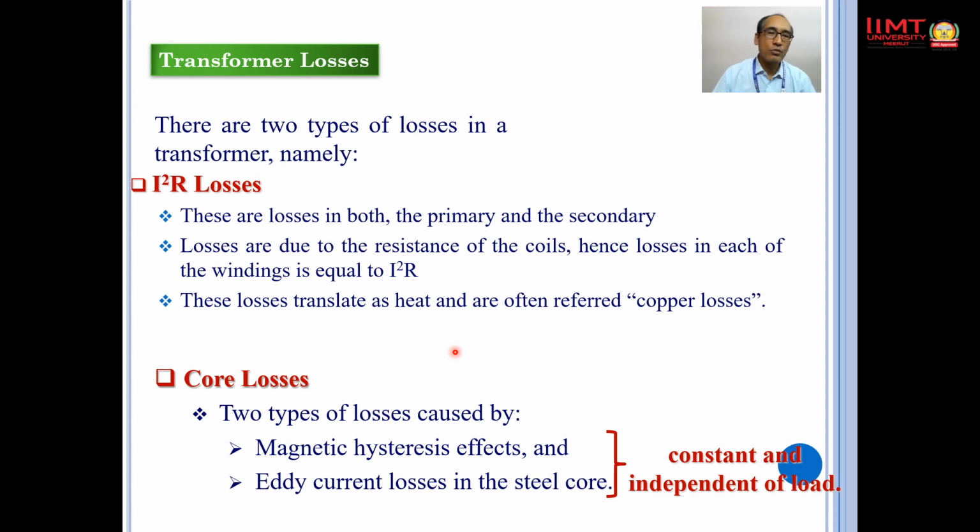And variable losses, copper losses and ohmic losses are known as the variable losses, and almost we refer to them as copper losses.